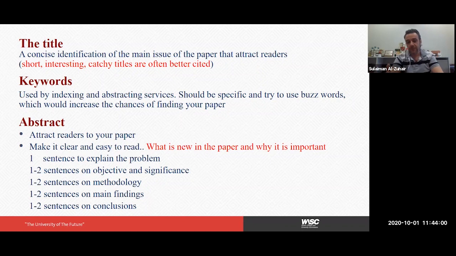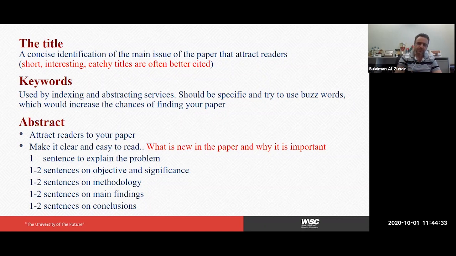So for example, again, I'm just putting this as an example. You don't have to follow it literally. You put one sentence to explain the problem. What's the problem that you are tackling? One or two sentences about the objective and the significance of this problem. Why is it important? Why do people need to investigate what you are investigating? You speak about what methodology you followed. One or two sentences about what you have done to overcome those problems. Your main findings. What did you find out of all this? And one sentence about your conclusion.